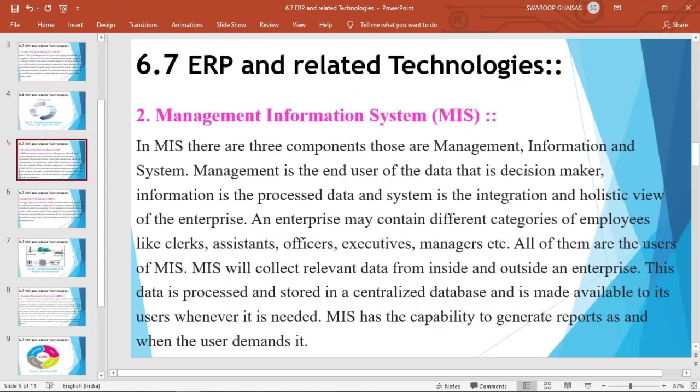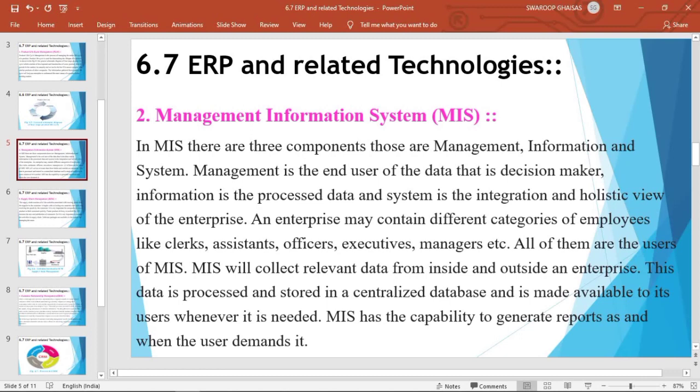Next, the second one is Management Information System, that is MIS. MIS has three components, and those are nothing but management, information and system. Management is the end user of the data, who is the decision maker. Information is nothing but processed data. Data is raw information, but information is processed data, that is sorted, analyzed data. And what is a system? System is an integration and holistic view of the enterprise.